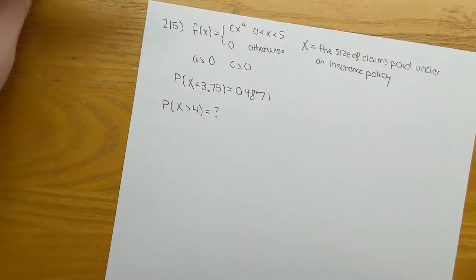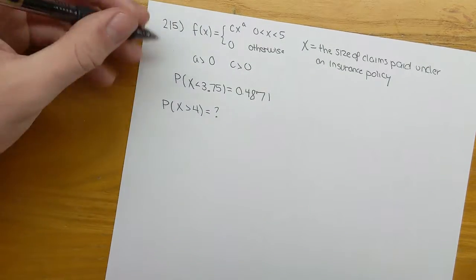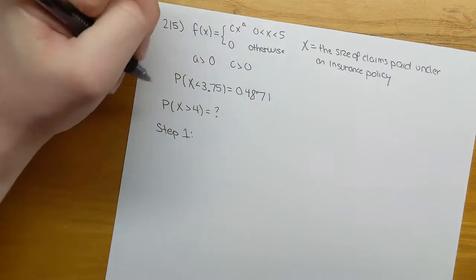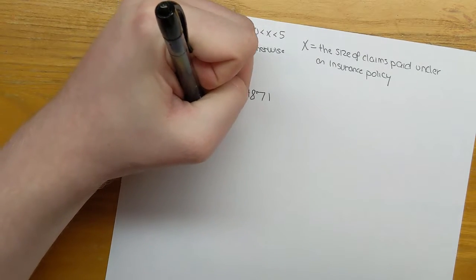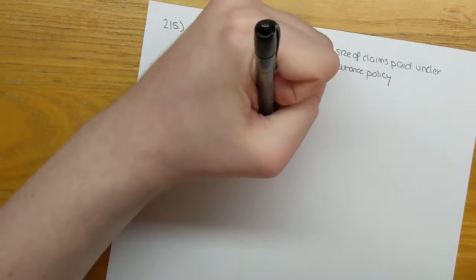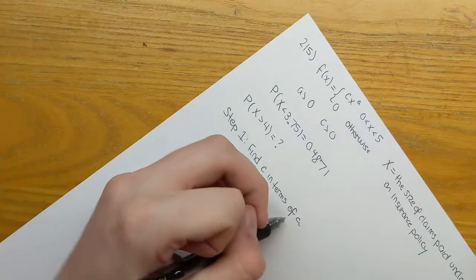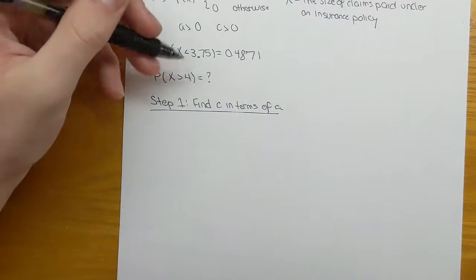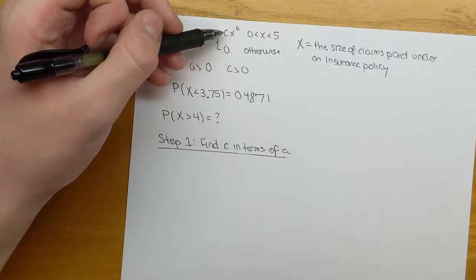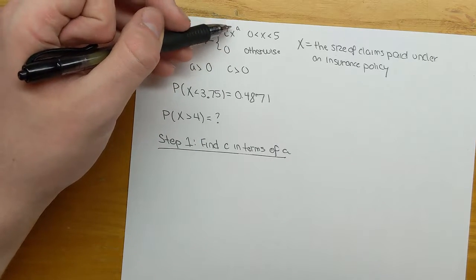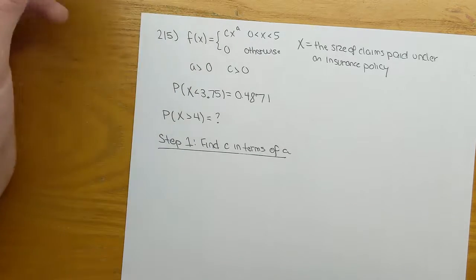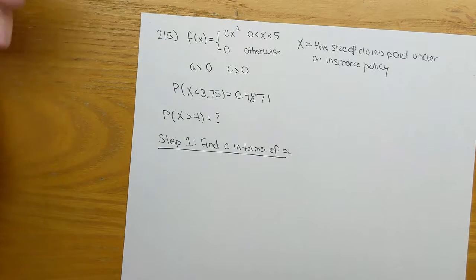So using all of our information here, our best step is, step 1, we want to find c in terms of a. And the reason that we're doing this is because we have two unknown constants, and our best way to find one of those constants is to get our entire equation in terms of that, and so we can solve for it. So how are we going to go about doing that?